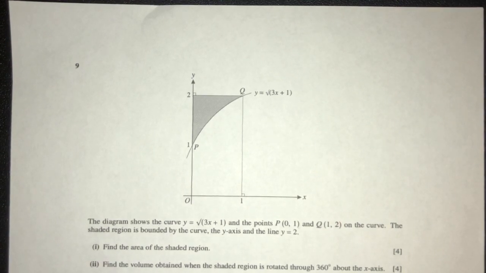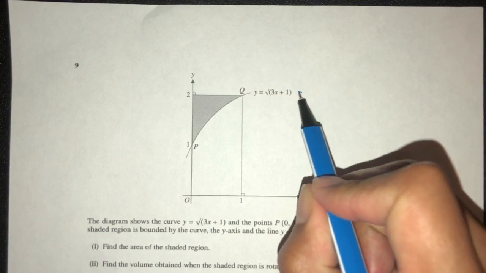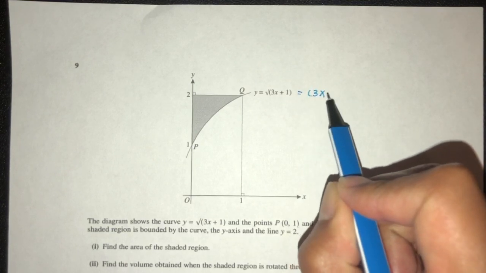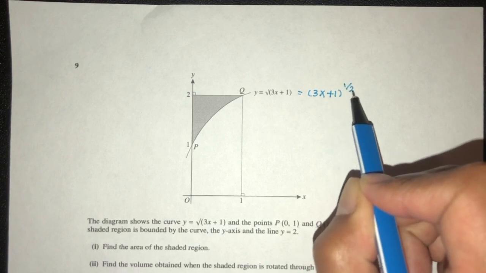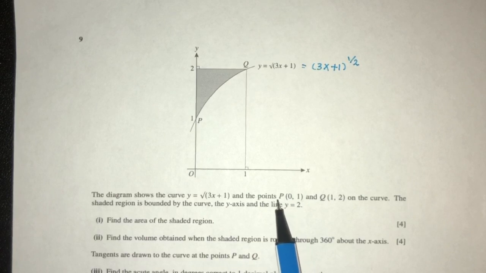Let's move on to the next question. The diagram shows the curve y equals root of 3x plus 1. Now, as we have seen many times before, the first thing we can do here is to rewrite the equation. This is also equal to (3x plus 1) power half, right? That's the first step. Now, we also know that we have a point P and Q, they are both on the curve. These are the given values that we might use sometime later.